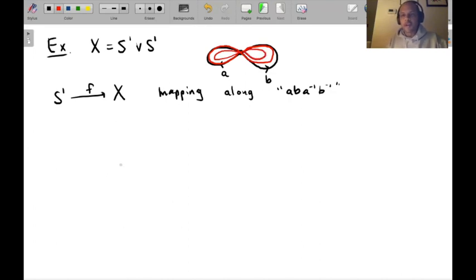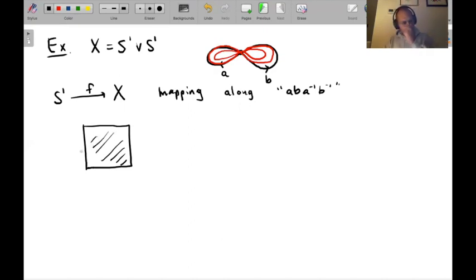Okay, so it's maybe a little hard to tell what we're going to get, but let's draw the picture like this. So here's the disk that we're attaching. And if we just look along the boundary, so we go along A and then B, and then we go along A backwards and we go along B backwards. And this is a familiar space. So this is, as we've seen, the torus.